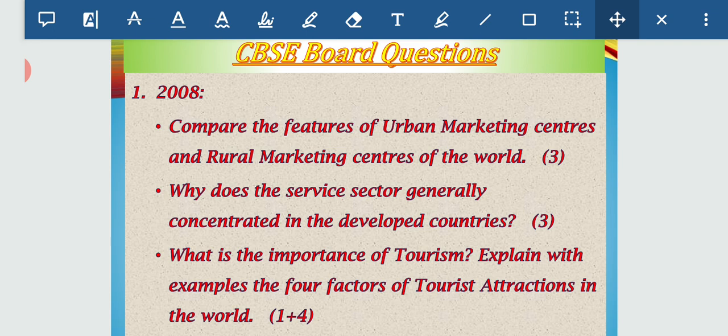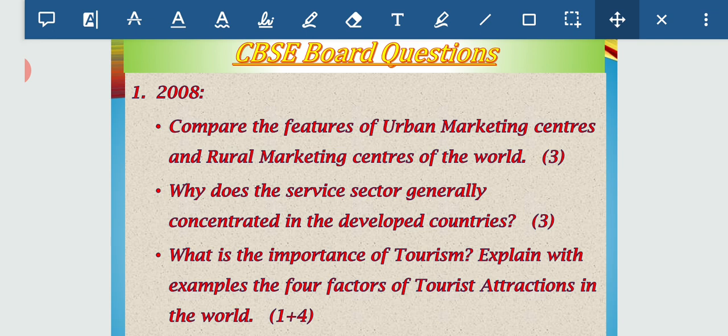Rural marketing centers cater to the needs of the nearby settlements, whereas urban marketing centers provide specialized and diversified functions to the entire urban area. Next, it is not specifically localized; it is spread out over an entire urbanized area. Rural centers are elementary in type, most rudimentary, but urban centers are highly professional, and they also provide manufactured goods.